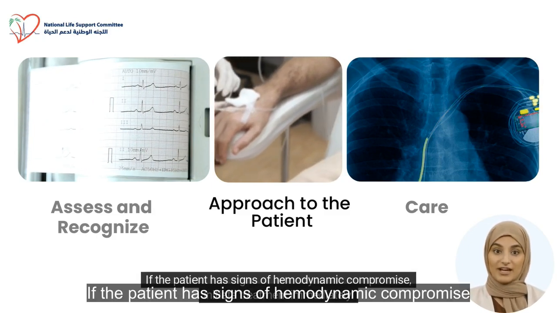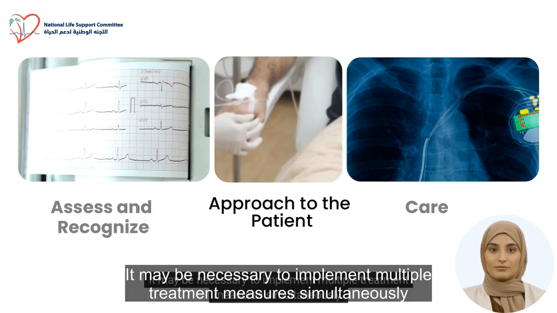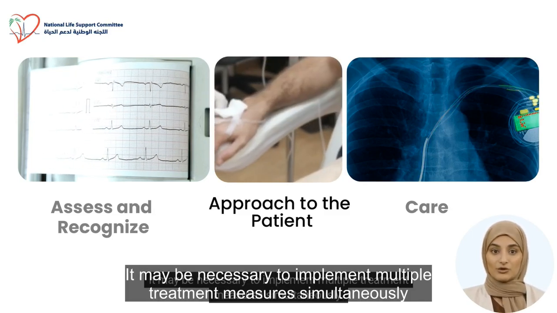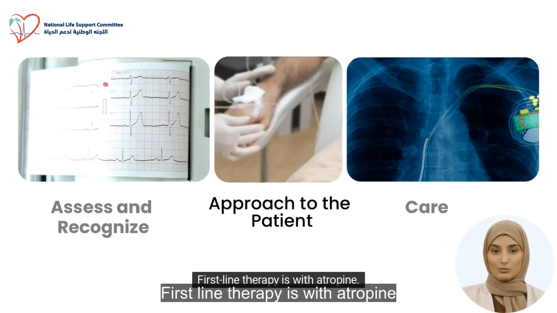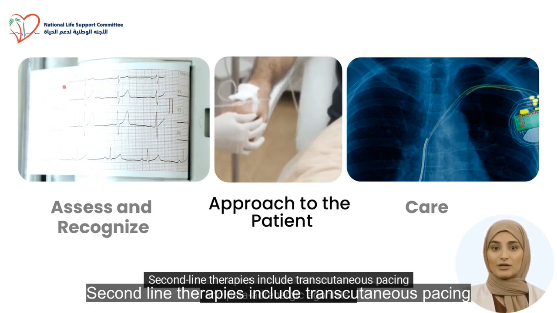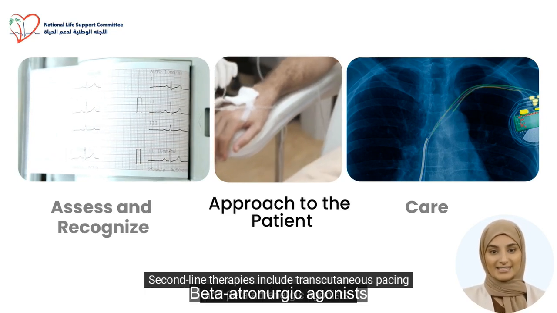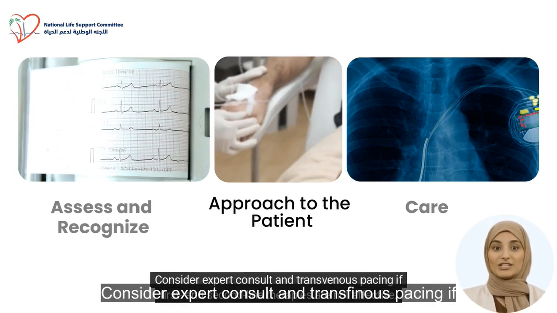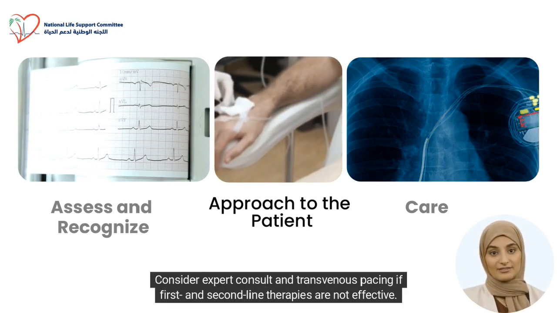If the patient has signs of hemodynamic compromise, initiate treatment immediately. It may be necessary to implement multiple treatment measures simultaneously. First-line therapy is with atropine. Second-line therapies include transcutaneous pacing and beta-adrenergic agonists. Consider expert consult and transvenous pacing if first and second-line therapies are not effective.